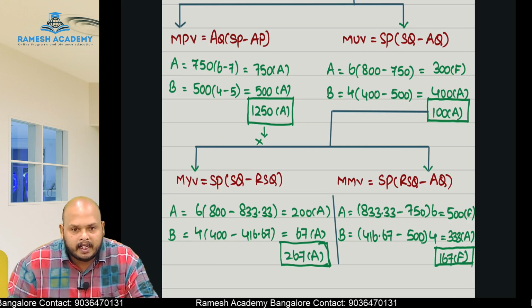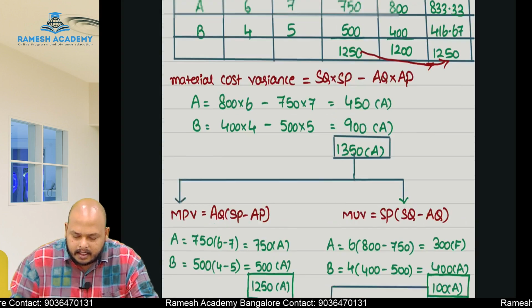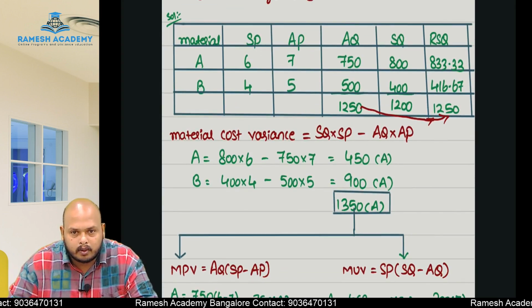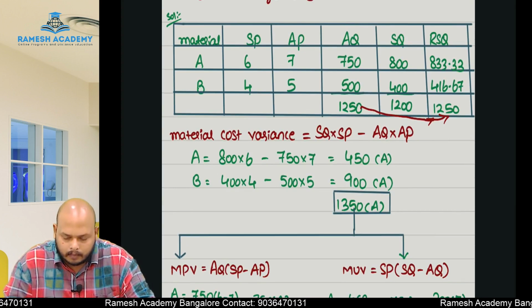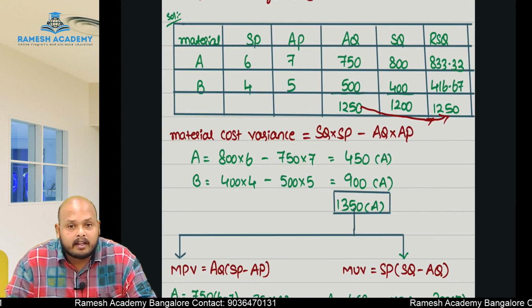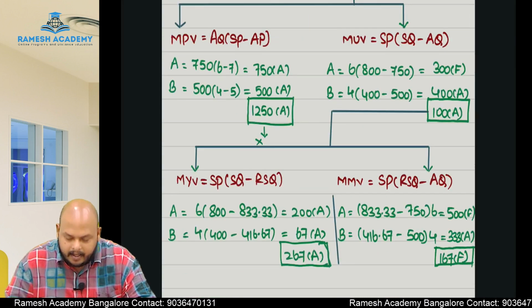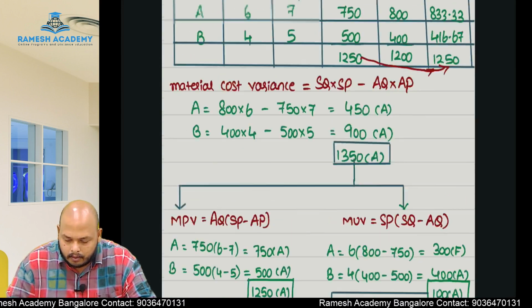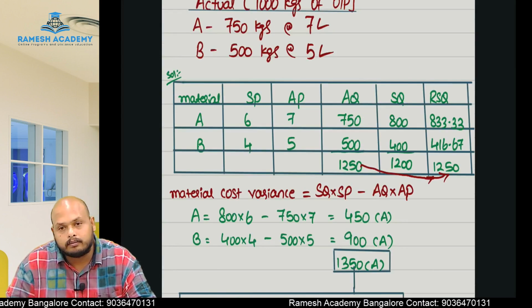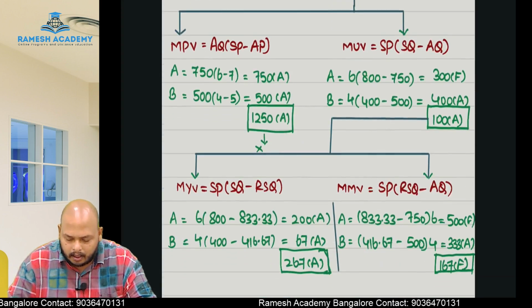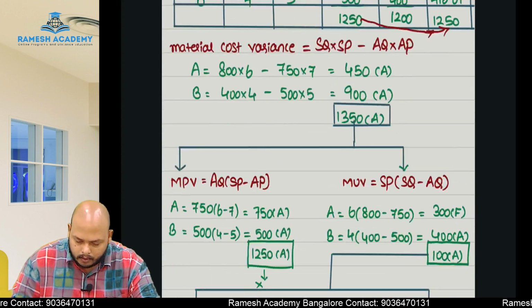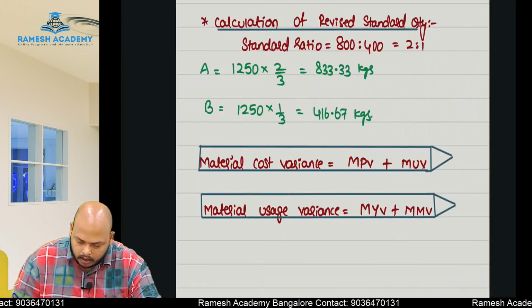To remember material yield variance, it is very easy. That is the reason I framed the table like this: SQ minus RSQ, standard quantity minus revised standard quantity. That is nothing but material yield variance. Material mix variance is equal to RSQ minus AQ. You can use this formula for cross checking also. How? I will show you. See here.